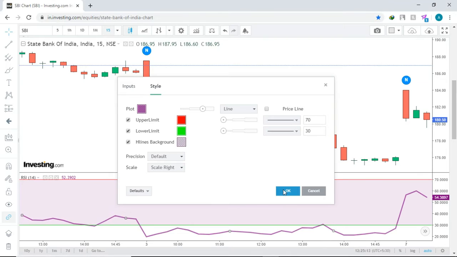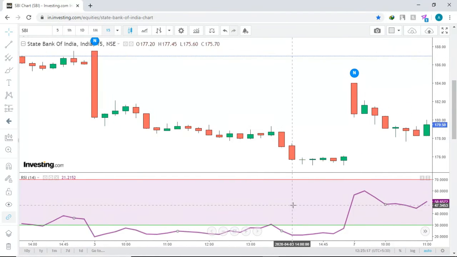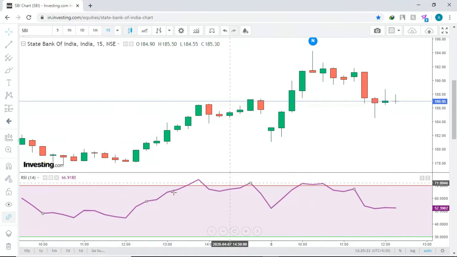Okay, I'm going to just save it. As you can see, there is a graph formed below here. So how to analyze this graph, how to read this graph, I'm going to explain to you in a pretty easy and simple way. Take this point, it is in an overbought condition.